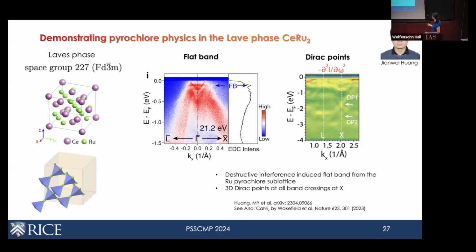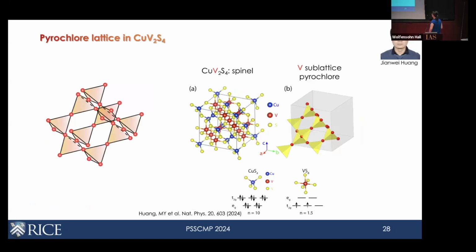But we weren't exactly happy with the fact that some of the flat bands were hybridized away with the rest of the other atomic sites. So we want to find better materials that can better preserve pyrochlore physics. So we went and looked for another material, and this is a spinel compound, copper vanadium 2 sulfur 4, and there are a lot of sites. But it turns out that the vanadium site here actually is a pyrochlore sublattice.